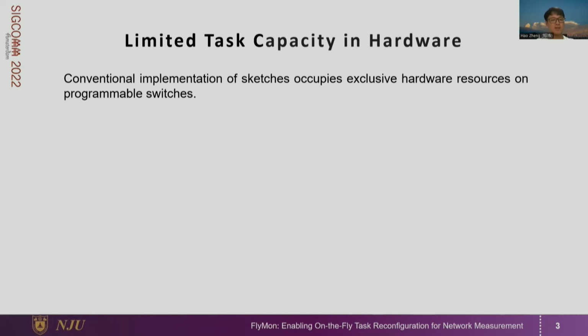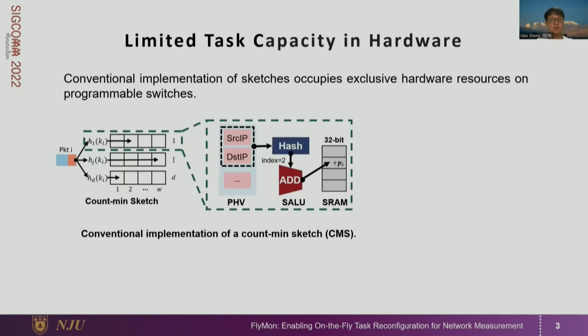However, the task capacity in hardware switches is limited. Conventional implementation of sketches occupies exclusive hardware resources on programmable switches. Take the RMT-based implementation of the Count-Min sketch as an example. Packet fields are stored in the packet header vector. If we take the source-destination IP pair as the flow key, the two fields are input to the hash unit to get a memory index. To update the Count-Min sketch, the SALU increases the counter addressed by the hash index. This implementation cannot change the hash inputs, the SALU operation, and the memory configurations including size and bit width.